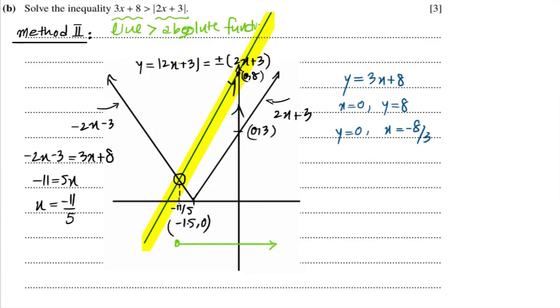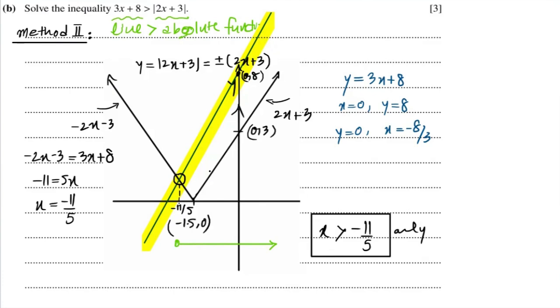Have you noticed? Pause the video. If there's any confusion, you can rewind and check again. So according to this diagram, my solution set is x greater than minus 11 over 5. And you can write only that. So you have justified using your sketch. Okay, now what's the conclusion?